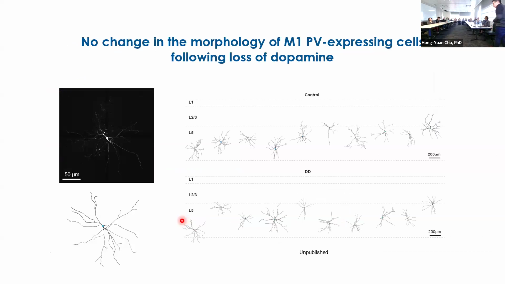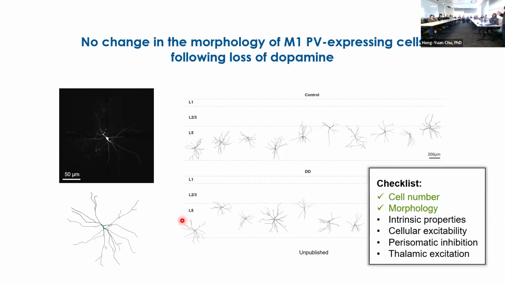And then they label these PV cells using biocytin. They can reconstruct their morphology. And here are some examples from reconstructed PV cells. Layer 5 PV cells, that we mainly focus on layer 5 here, from controls and from PD mice, and you can appreciate visually that there is no change in the overall morphology. And we quantified dendritic length, dendritic field, and branch points, that kind of thing, all no change. And no change in the morphology of PV positive cells.